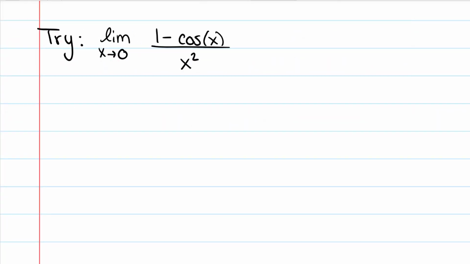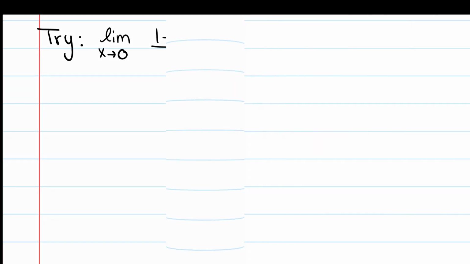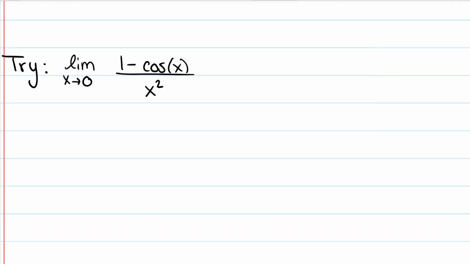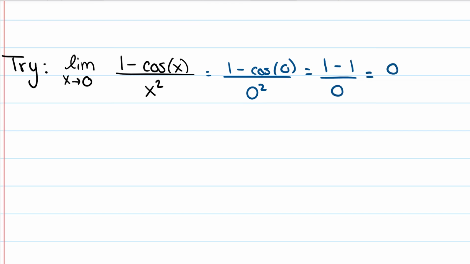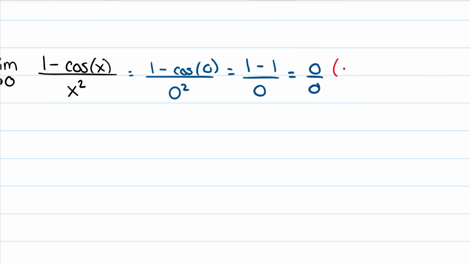So on your own right now, I want you to try to determine the limit as x approaches 0 of 1 minus cosine x divided by x squared. Alright, let's see what we get. First things first, we're going to try a direct substitution. So we get 1 minus cosine of 0 divided by 0 squared. So 1 minus cosine of 0 is 1 minus 1 over 0, which is going to be 0 over 0. Because of this, we know to use L'Hopital's rule, because we have a 0 over 0.